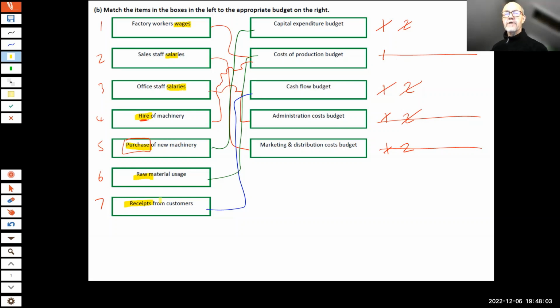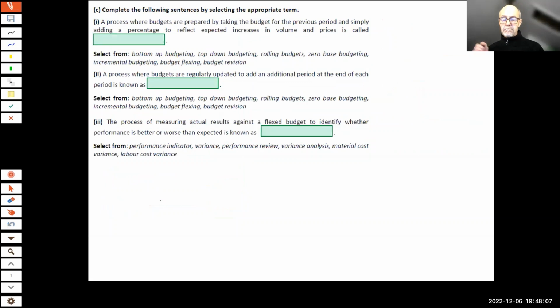A lot of management accounting isn't really that black and white. A lot of it is logic and common sense. Complete the following sentences by selecting the appropriate term.